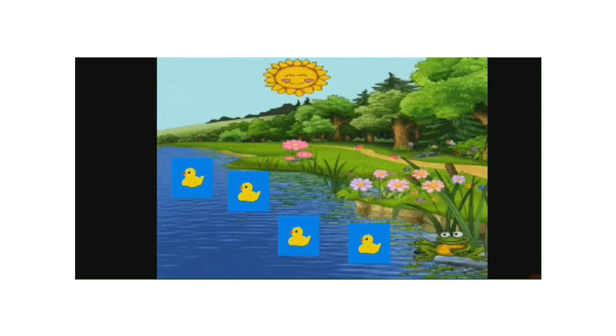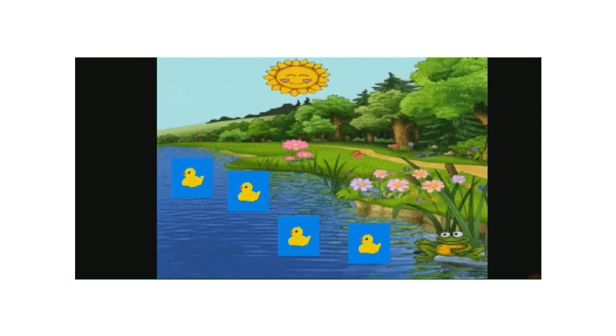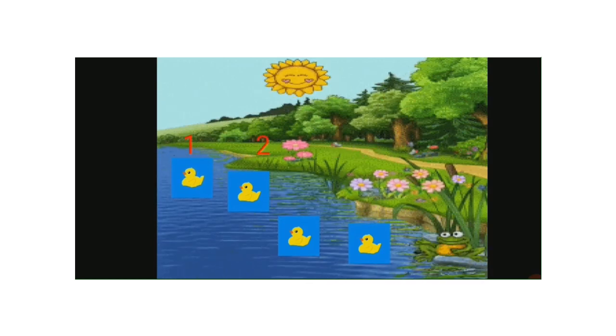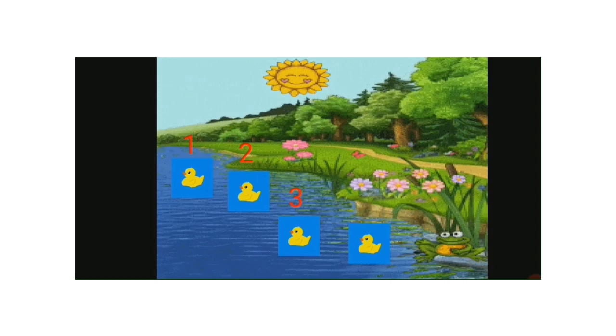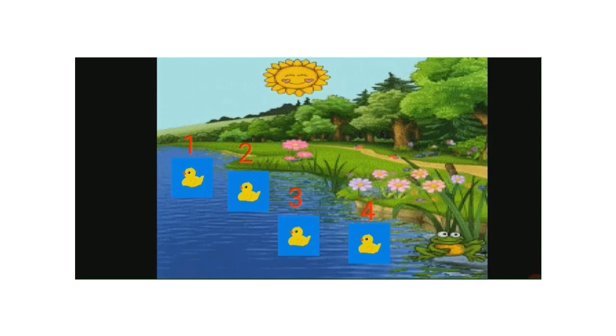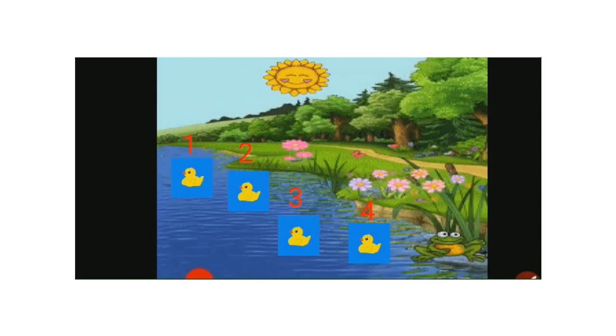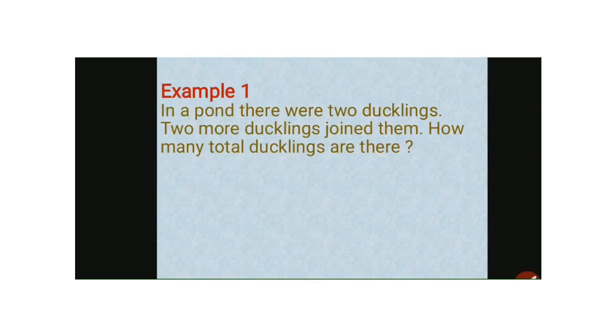So what are you going to do? You are going to join them. You are going to add them. 1, 2, 3, 4. How many ducks can you see now? 4 ducks. So, for example, in a pond there were two ducklings. Then two more ducklings joined them. How many total ducklings are there?